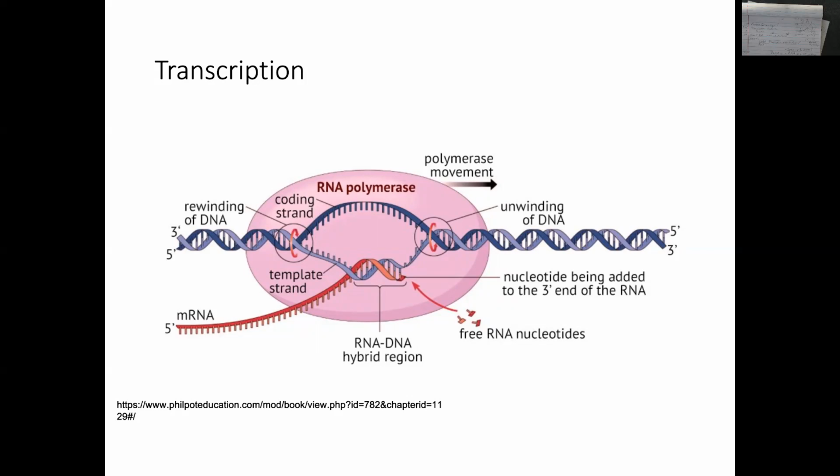RNA polymerase. Okay. So there are 3 kinds of RNA: ribosomal RNA, messenger RNA, and transfer RNA. And there are 3 kinds of RNA polymerases. Each kind of RNA actually has its own polymerase.